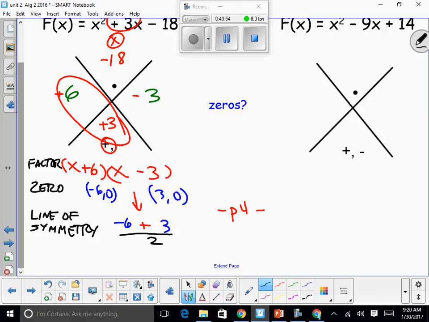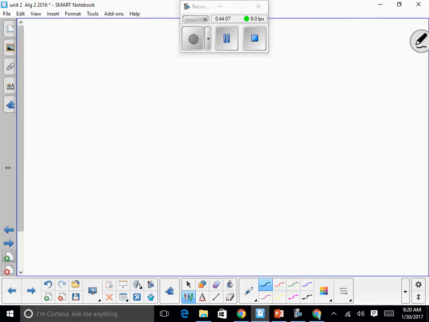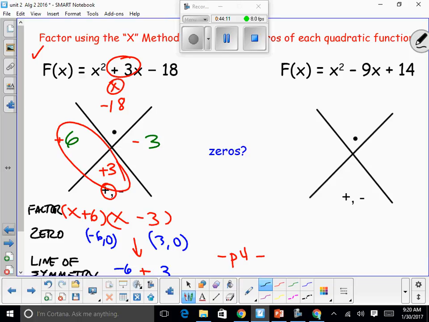This one's going to turn out to be a decimal. Do we care? No, because we know how to punch in decimals into our calculator. If we didn't know how to, then we'd be in trouble. So let's see if I can do this last part here. Line of symmetry, it's going to equal. Anybody know what negative 6 plus a 3 is? Yeah, it's negative 3.